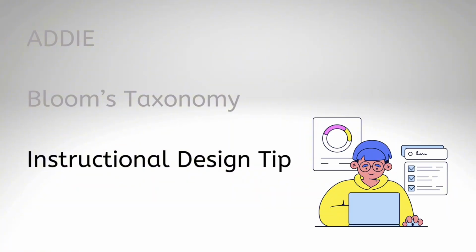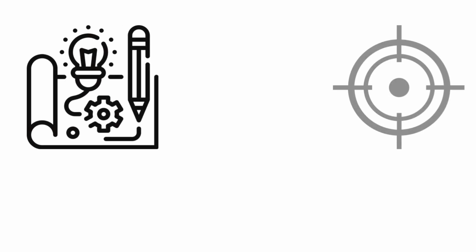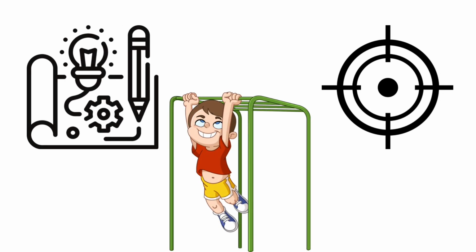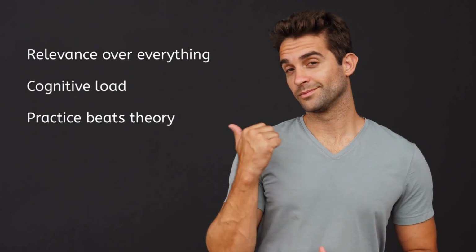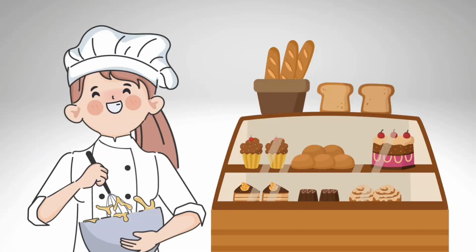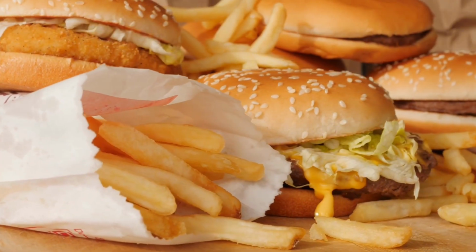Now let's zoom out. ADDIE gave us structure. Bloom's gave us aim. Instructional design gives us grip. The principles I swear by? First, relevance over everything. If they don't see themselves in your content, they won't care. I once built a scenario about customer complaints using a bakery. The room was dead. I switched it on the spot to a fast food joint. Boom, instant connection. Why? They've all been there. Designed for their world, not yours.